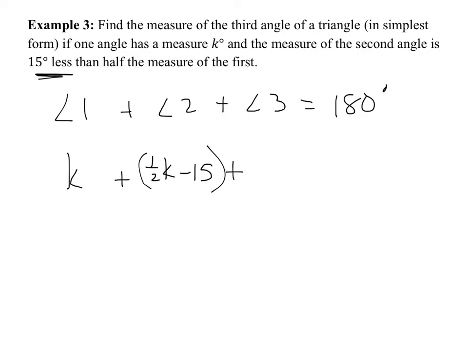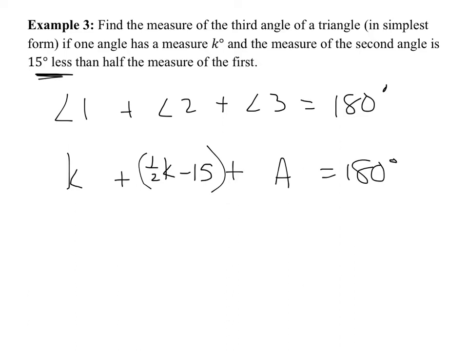Does that make sense how we're writing that? So when I see 15 less than something, I start by putting a minus 15. And since it's less than something else, I put the 1 half k, which is half the first angle, in front of it. And what's my goal to find? What are we trying to find in this problem? The third angle. So call that another variable, A. And that equals 180.